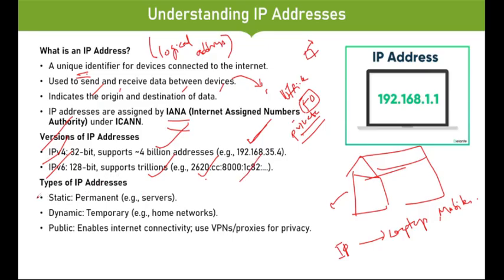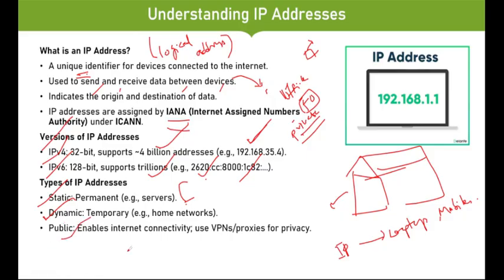Then come the types of IP addresses. Static IP can be permanent, for example servers. Let's say the YouTube server, Google server, Facebook server: all those IP addresses will be permanent IP addresses given to them, and they cannot be changed. Then dynamic is temporary, for home networks. If you are on a home or office network, you will have some temporary IP address, which is not permanent and can be changed.